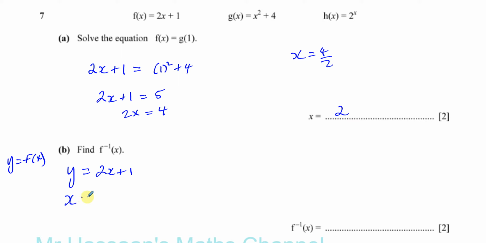So instead of y, you write x. Instead of x, you write y. I haven't rearranged the formula. I've just replaced the y with x and the x with y. And then when I make y the subject of the formula, what I'll be left with is the inverse.